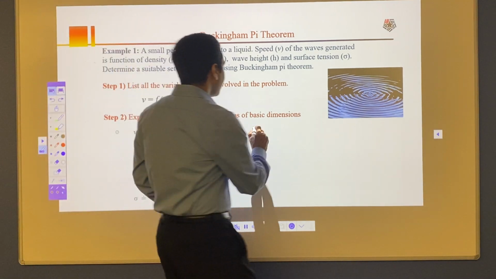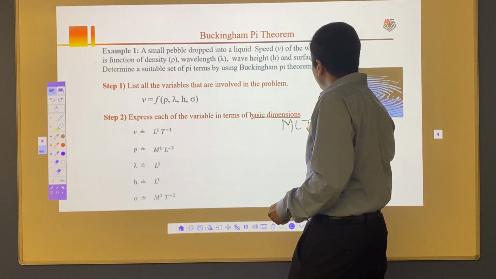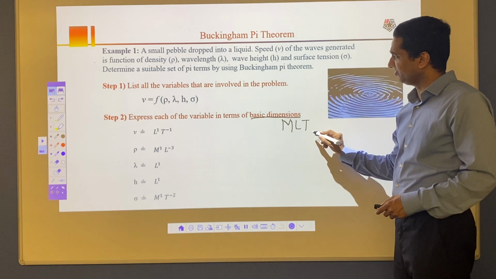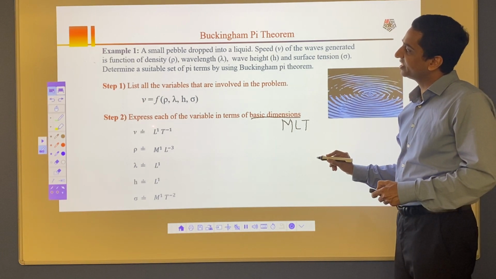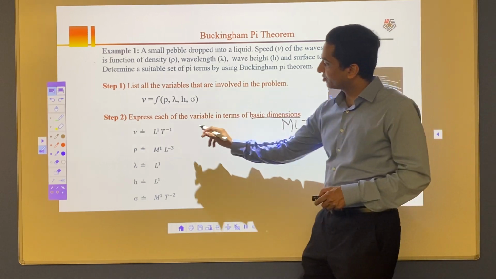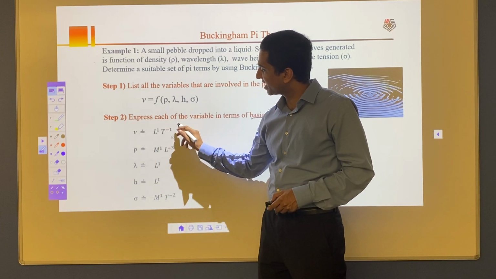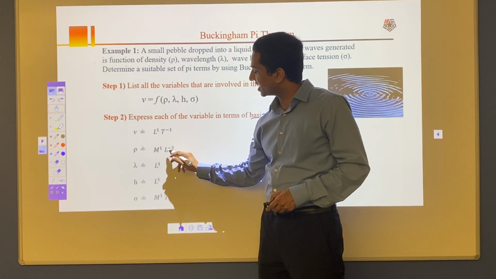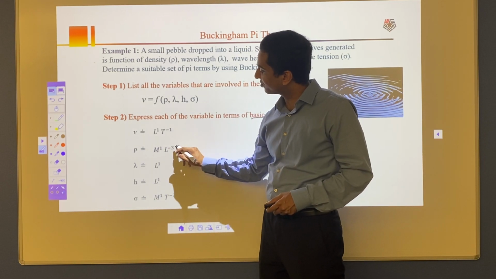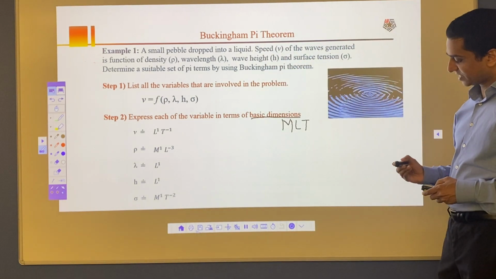So my basic dimensions are again M, L, T: mass, length, time. These are my basic dimensions, and it says express each variable in terms of basic dimensions, MLT. So I'm going to write that down. Velocity, meter per second, L1 T minus 1. Density, M1 L, that's a mass per unit volume, volume is L minus 3, and so on, and that's how I'm going to write these dimensions.